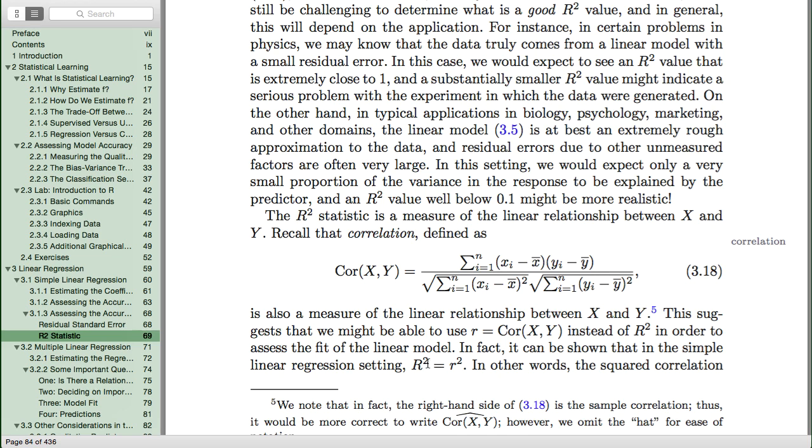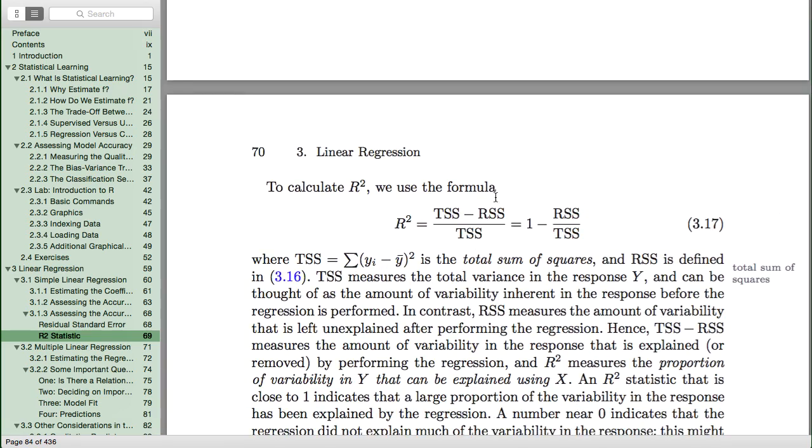So r squared, the R squared that we're talking about with the capital R, is the same thing as r squared with a little r in the case of simple linear regression. But unfortunately, this expression is no longer available to us. We have to actually calculate the capital R squared for multiple linear regression. So we need to know this formula.